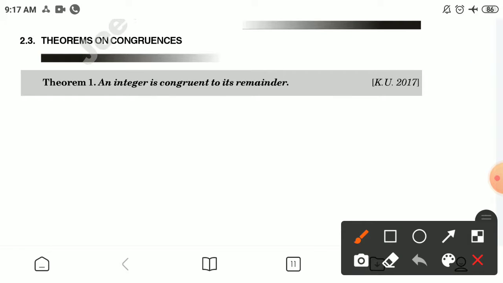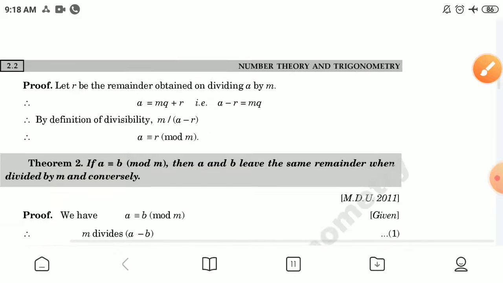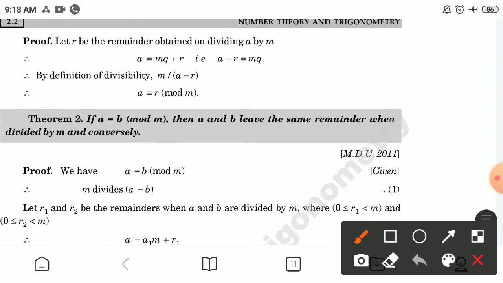Now we are taking some theorems on congruences. Theorem first: an integer is congruent to its remainder. For the proof, let r be the remainder obtained on dividing a by m. Therefore, a can be written as mq plus r, that is, a minus r is equal to mq. Therefore, by the definition of divisibility, m divides a minus r. Therefore, a is congruent to r mod m.